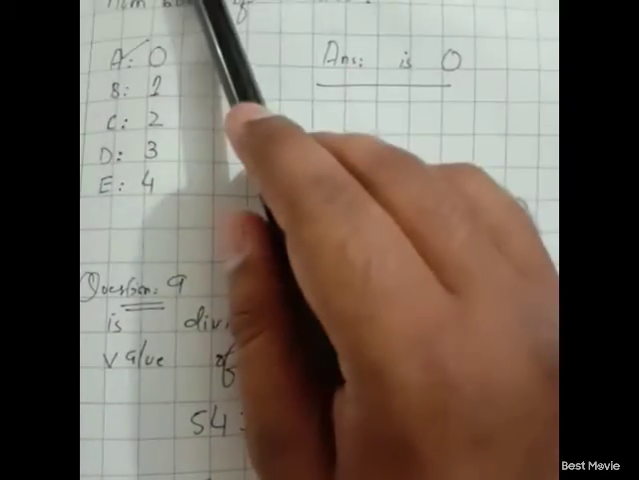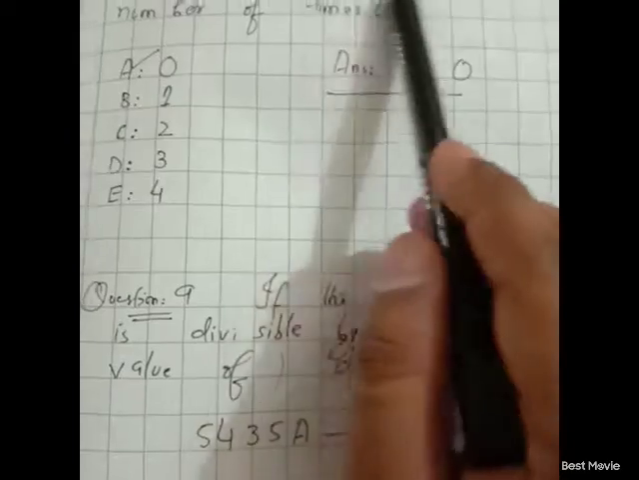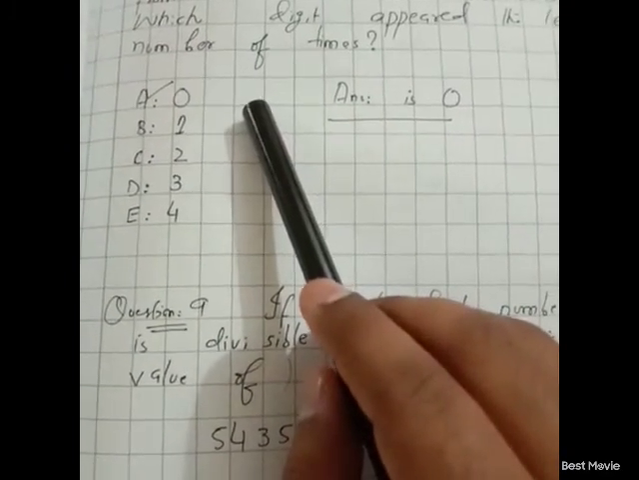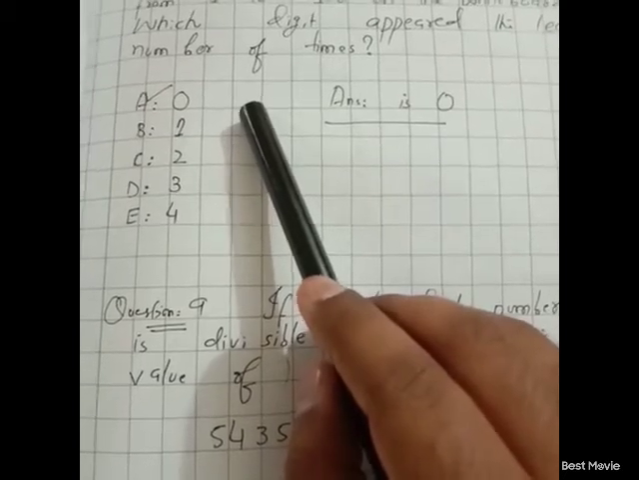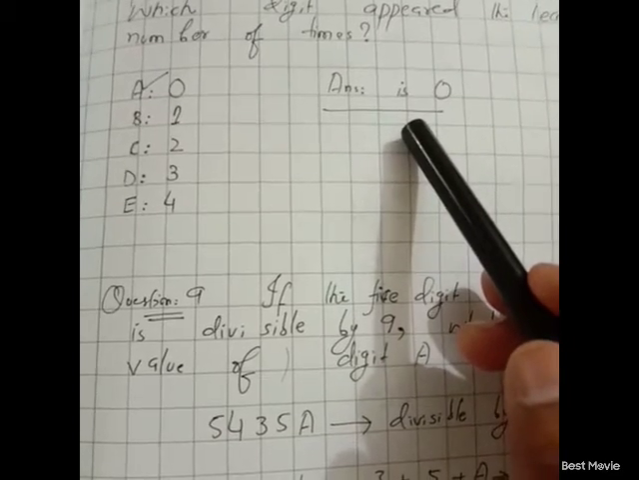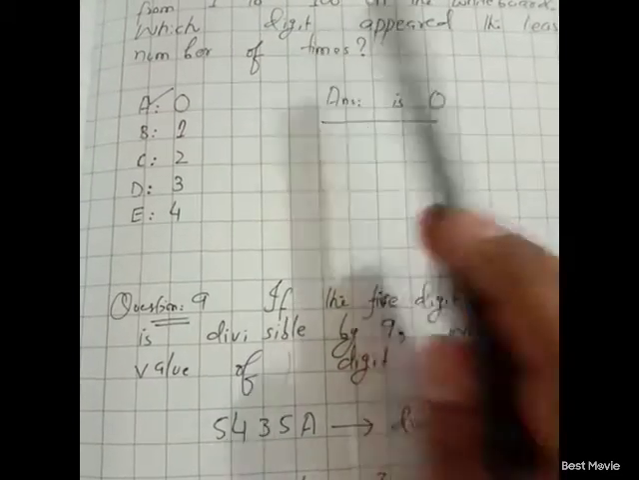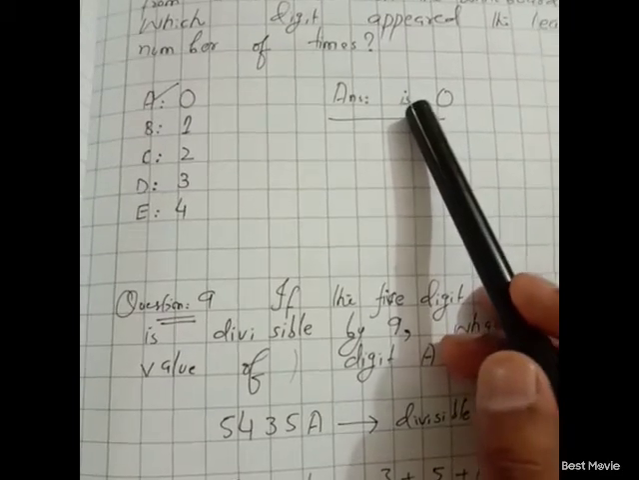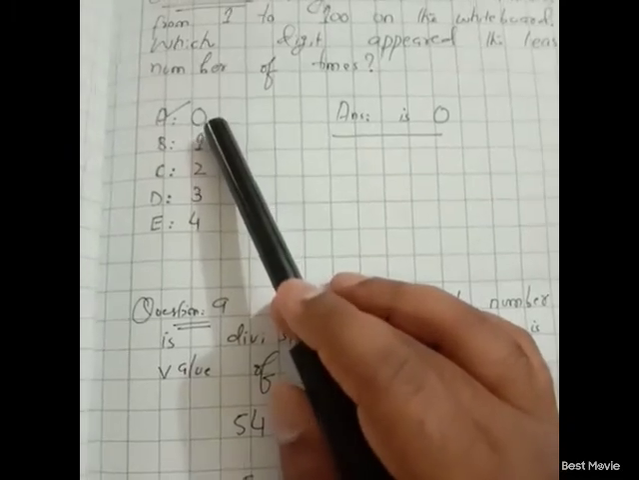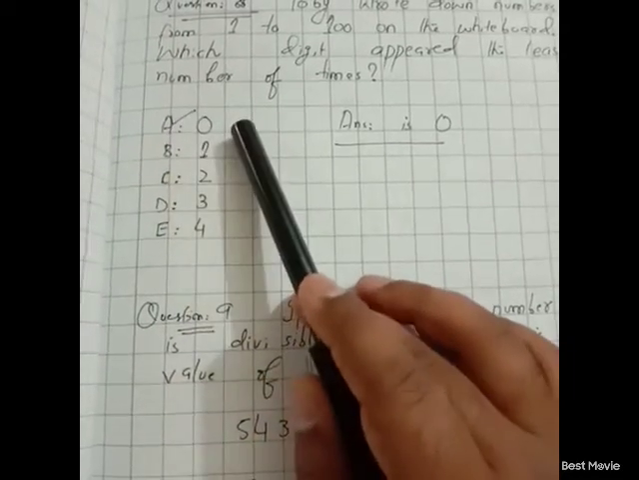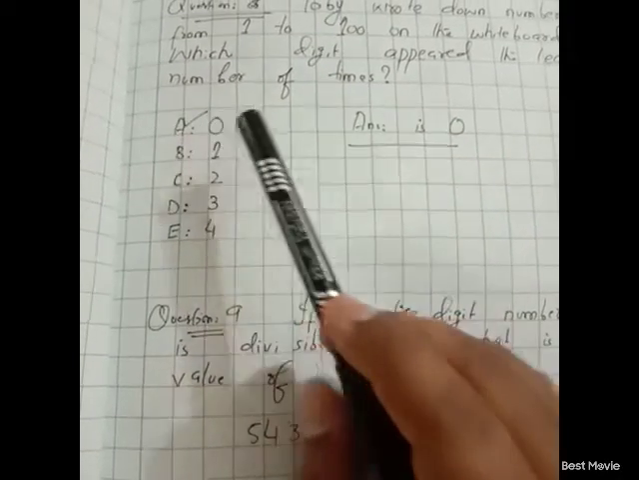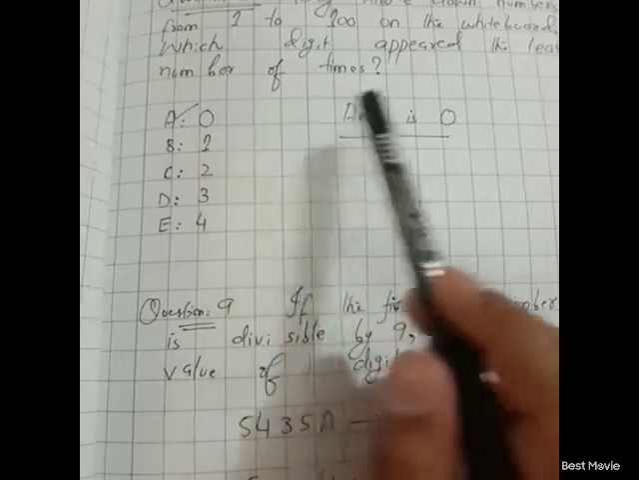Toby wrote down numbers from 1 to 100 on the whiteboard. Which digit appeared the least number of times? It is obvious that many numbers are repeating, like 11, 12, 13, 14. 1 is repeating, then 2 is repeating, 21, 22, 23, 24, 25, 26. From 1 to 100, 3 is also repeating, 4 is also repeating. Only 0 will be repeated fewer times than any other number. So here you have to remember that 0 is the digit which will repeat fewer times than any other number. So the correct answer will be 0.